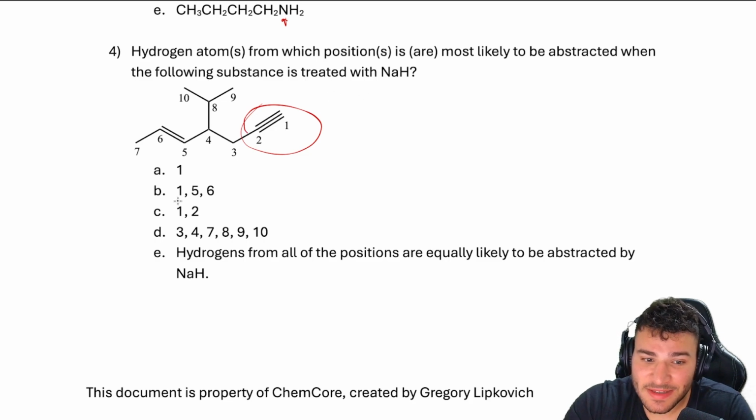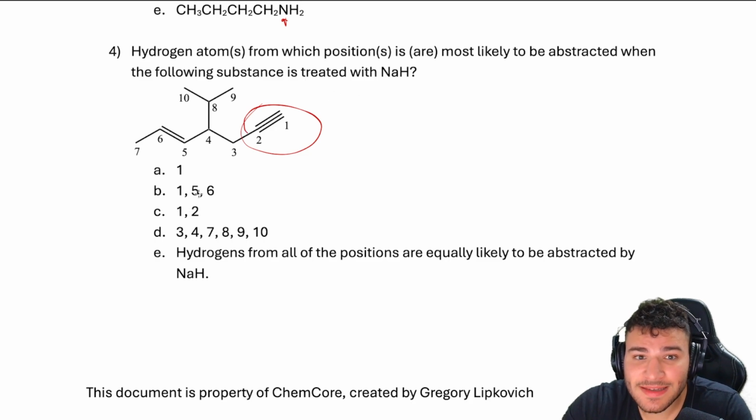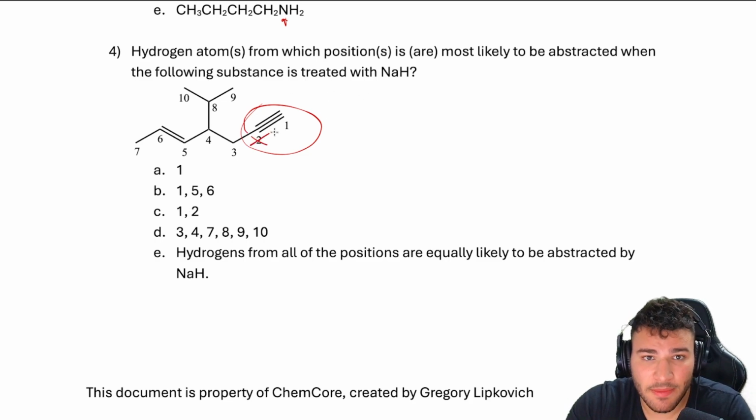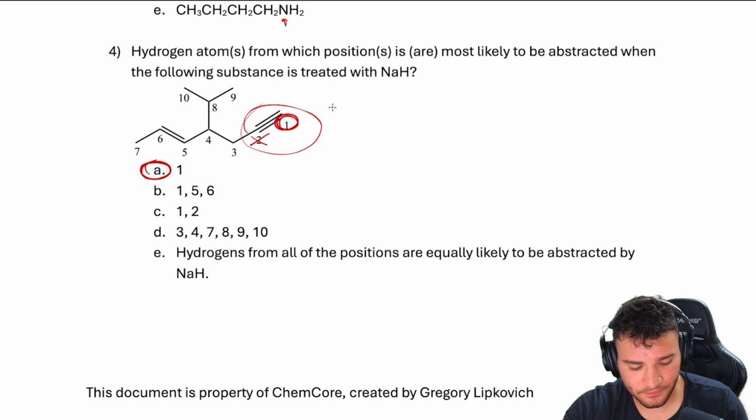Now, you might be tempted to circle C. The problem is that position 2 doesn't have any protons. If you look at it, it already has 4 bonds. Where are the protons? The only carbon that is sp hybridized and has hydrogens is position 1. And so the correct answer is A.